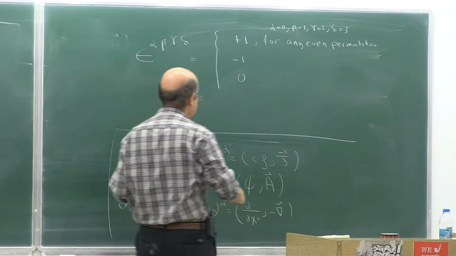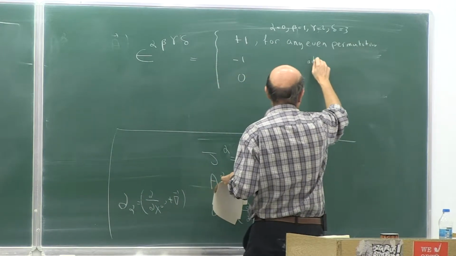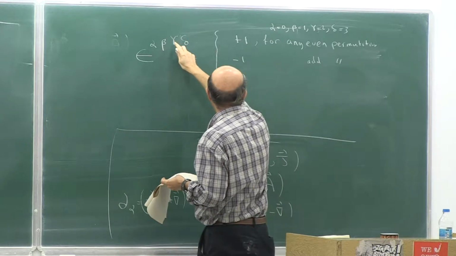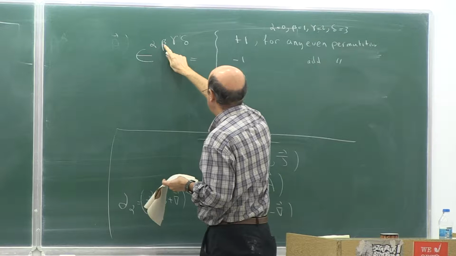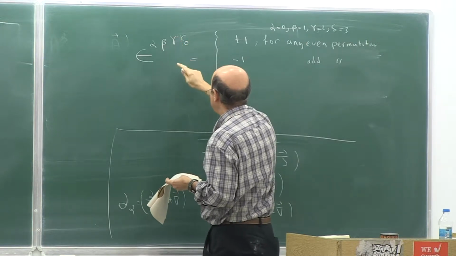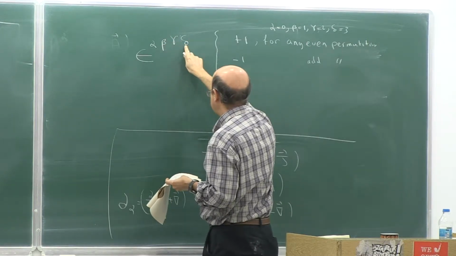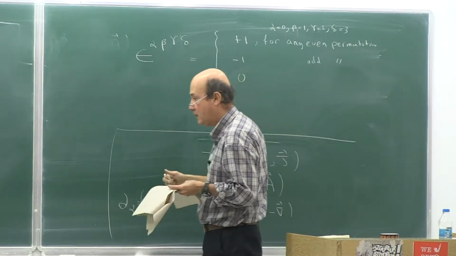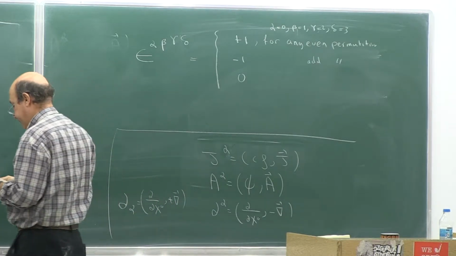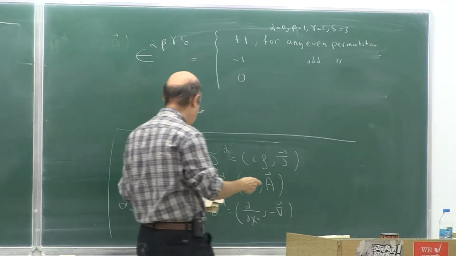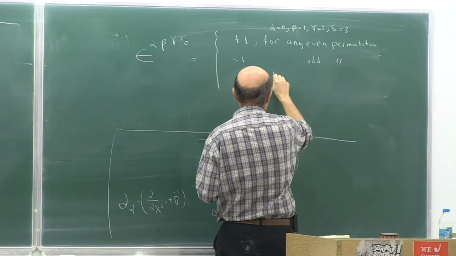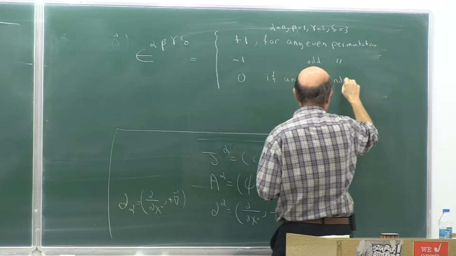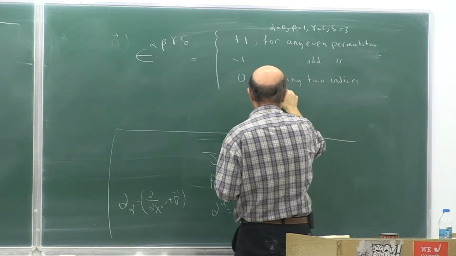Any odd permutation, it is -1. For example, if you write 0, 1, 2, 3, and then you replace one of them, between 2 and 3 as a 3 or 2, that will be minus. If you replace once more, that will be positive again. And that is 0 if any two indices are equal.